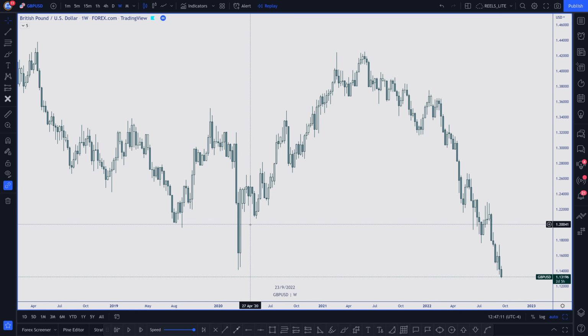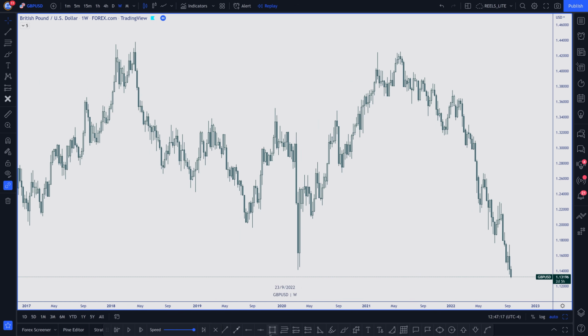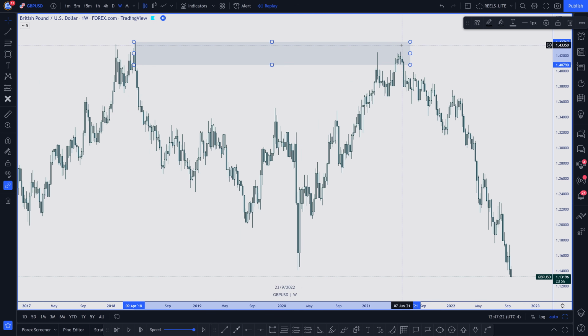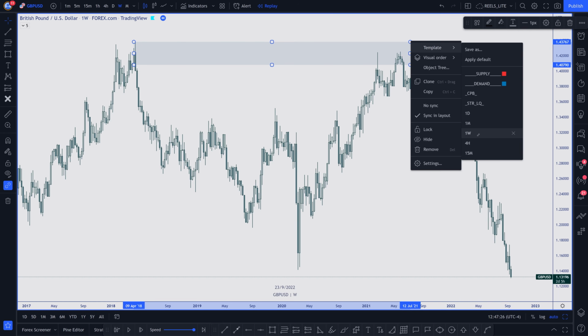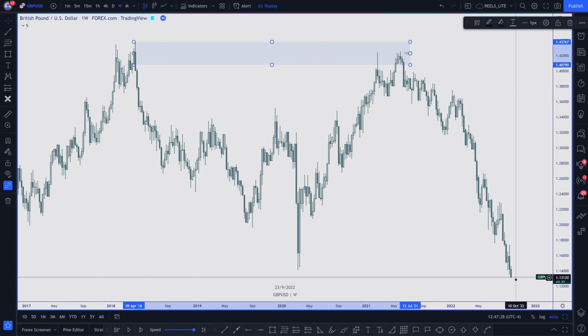I'm not going to mark it out because we're on the weekly, but I am going to go on the daily. And the one thing we can mark out on the weekly is that we're kind of tapping off of this. And this is from quite some time ago. It's from like May 2021. But okay, we can see that price tapped into the weekly and we're starting to push down, right?